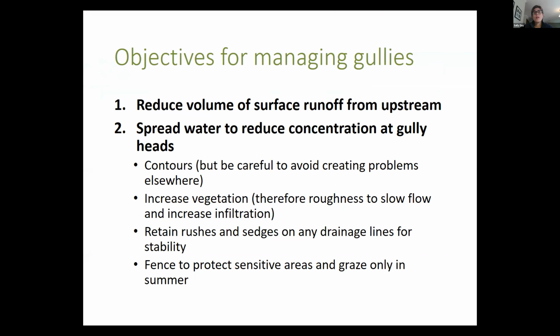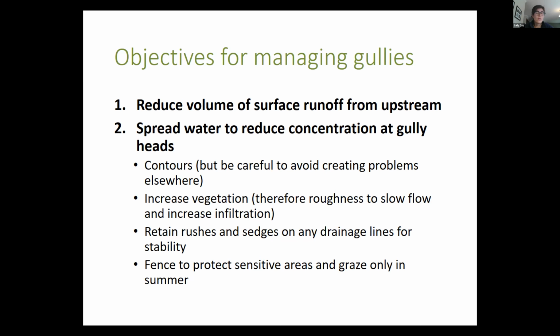So my second point is really to spread water to reduce concentration, so that the contours that I just showed you. If you're going to go down that path of doing some contours, you do need to be careful of where that water gets distributed to avoid creating problems elsewhere. So it has to be done with good consideration of levels and looking at your slopes so that basically you're trying to spread water across ridge lines rather than concentrating into gullies.